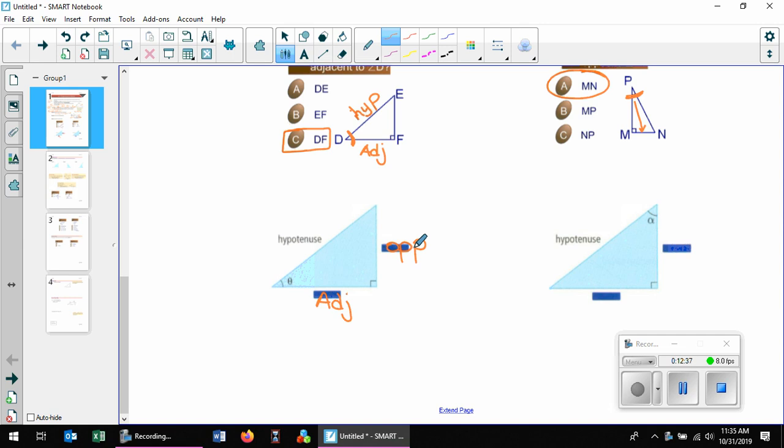Hey, you guys, I flipped it now. My angle's up at the top. Alpha is up at the top. Okay, so where's my opposite side? Bottom. And that would mean this is my adjacent.